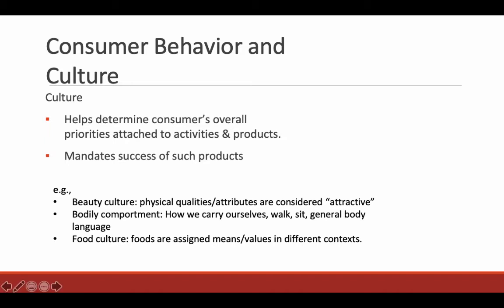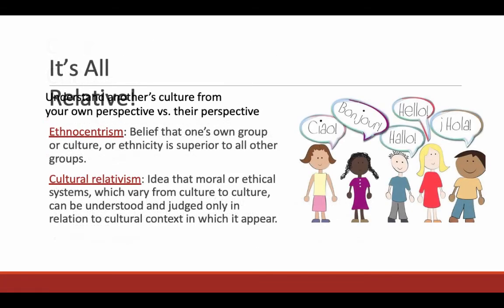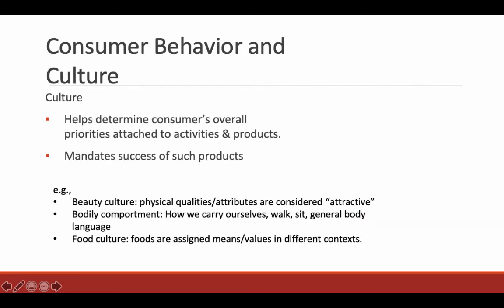And we look at what we consider beautiful, because standards of beauty are different in different cultures. Body comportment, how we carry ourselves, how we walk, sit. Some places are more informal, some places are more formal. They have stricter codes of conduct. We'll talk about that. Food culture: food has different meanings, and we use dining as a time to get together. For others, it's a way of showing respect. For others, it's for other purposes. So, yeah, it's all relative.